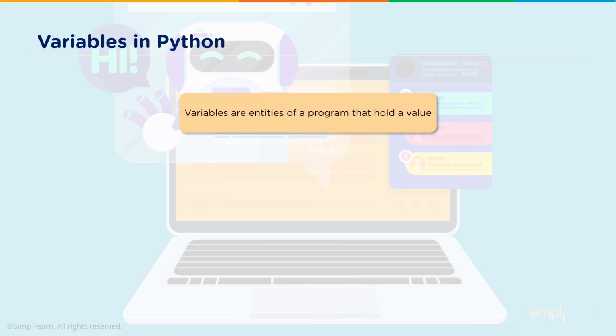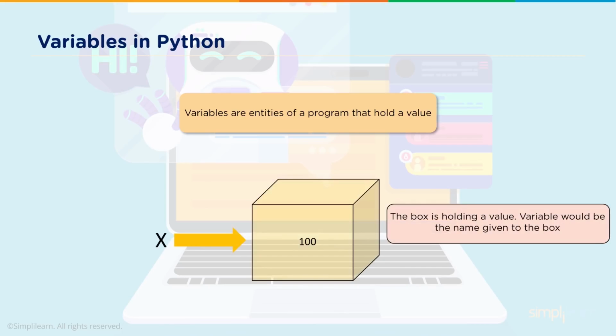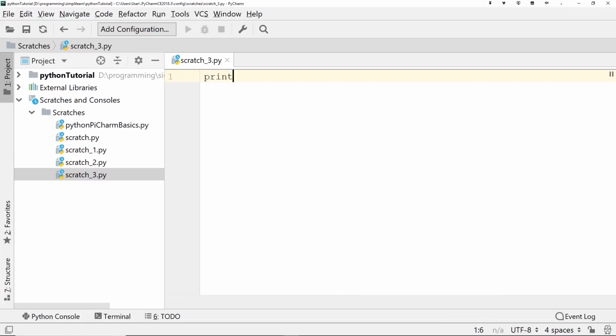We're going to start with variables in Python, the most fundamental building block you need. Variables are entities of a program that hold a value. X equals 100: the box is holding a value, and the variable would be the name given to the box. If you studied basic algebra, x equals 3, x equals 100, it goes a little beyond just equaling numbers because we can also do words. But we're going to look at just variables. Let's pull that up in our user interface and see what that programming looks like in the script language. So in Python, we can do something like print.